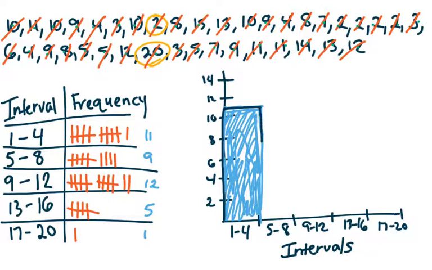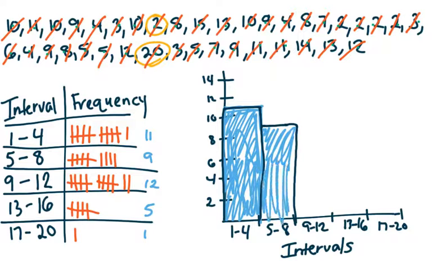I am going to neaten this up just a little bit. All right. Next bar should be 9 high, so in between the 10 and the 8. And I'll color that in. Notice I didn't leave any space. Remember, this is not a bar graph. You can't have spaces. The next height is 12. So I'm going to try and line that up as best as I can.